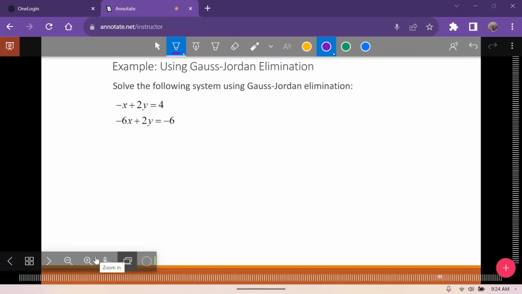So we can solve the following using Gauss-Jordan elimination as well. So we're going to do this one. This time I see that I have a 2y and a 2y here. I'm just going to multiply one of these by -1 to make one of them negative. So I'm going to multiply this first equation by -1. So then I get +x minus 2y equals -4. And then the other equation, I'm just going to bring it over exactly as it appears.